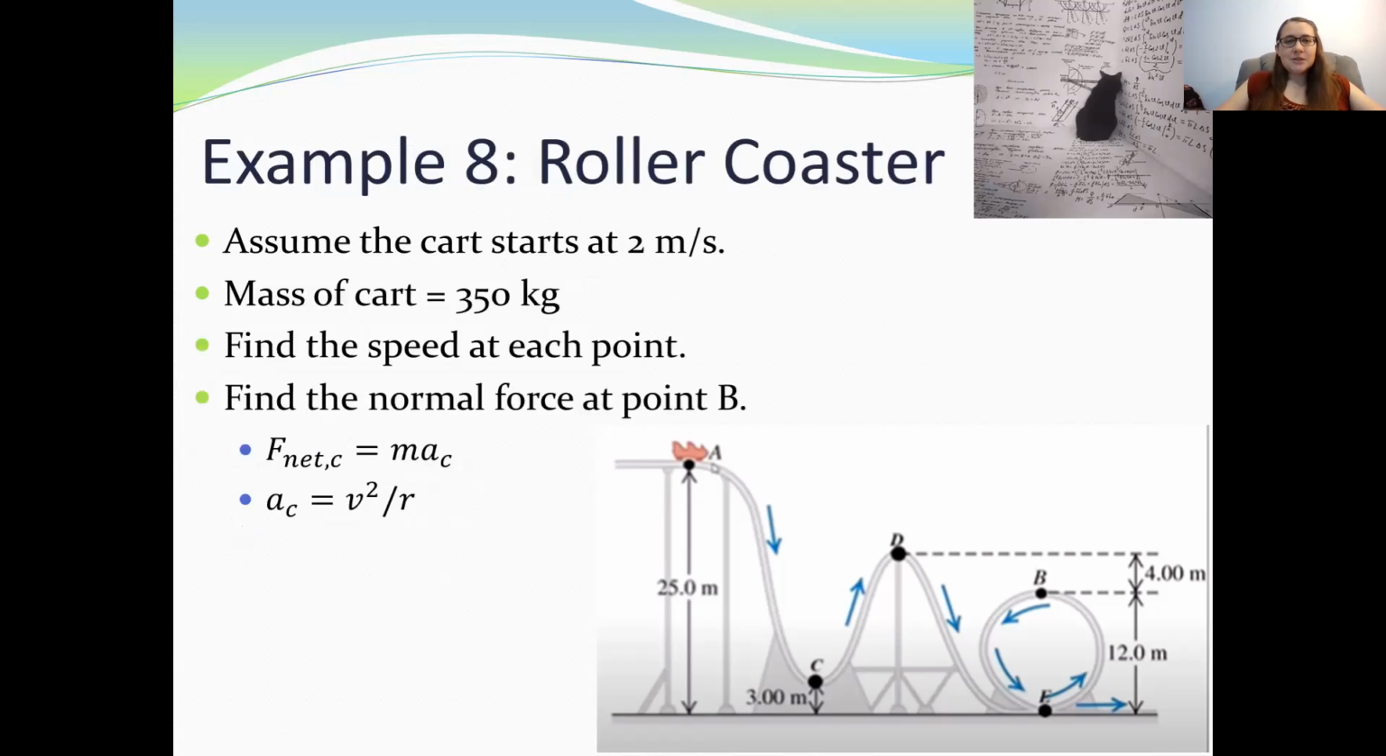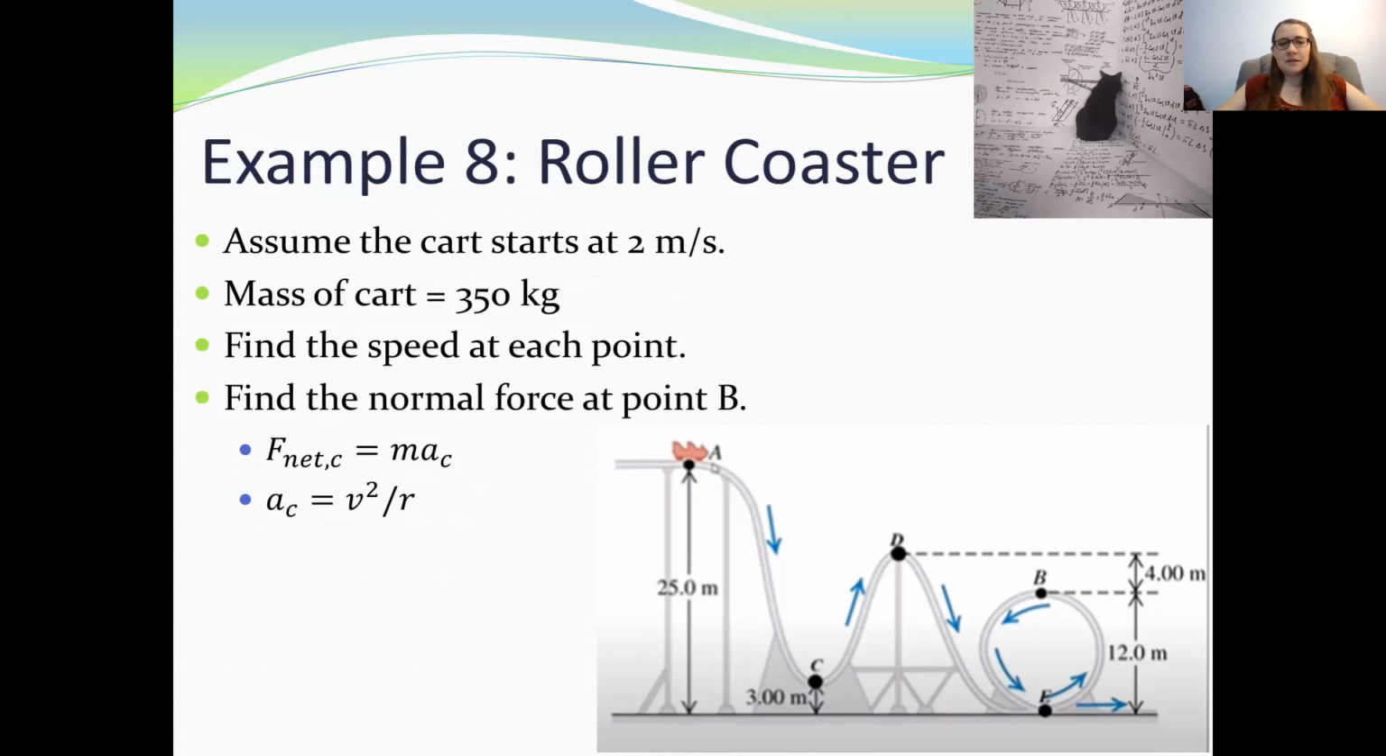Okay, so now let's put some numbers to this and actually do this as an example. If this cart starts at a speed of 2 meters per second, it has a mass of 350 kilograms. We're asked to find the speed at each point and the normal force at point B.